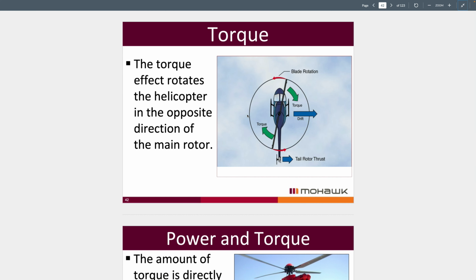However, because of this action that we're using our tail rotor to do, there is a tendency for the helicopter to drift. This is a translation, drifting in the direction of the tail rotor's force.